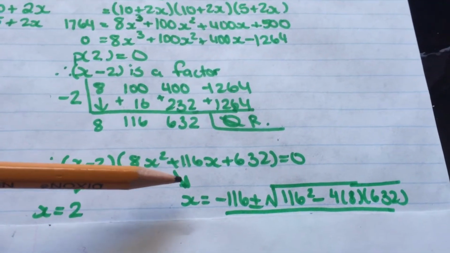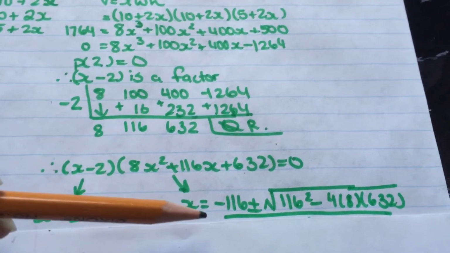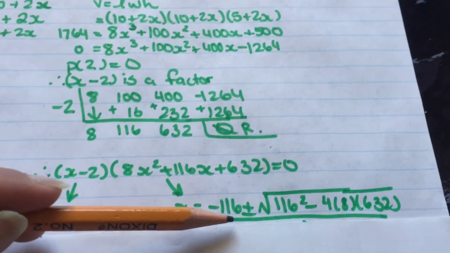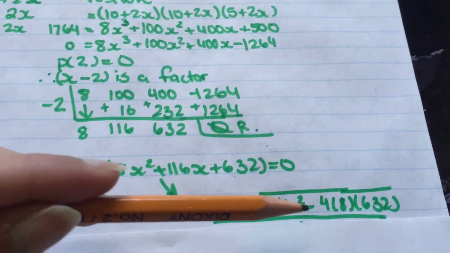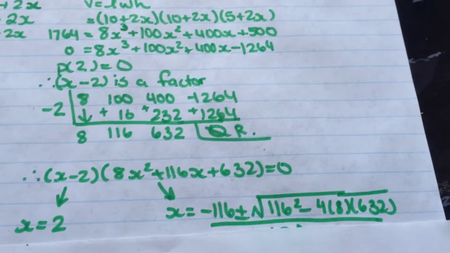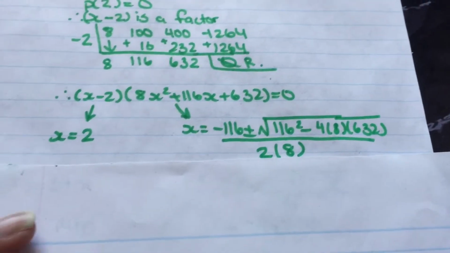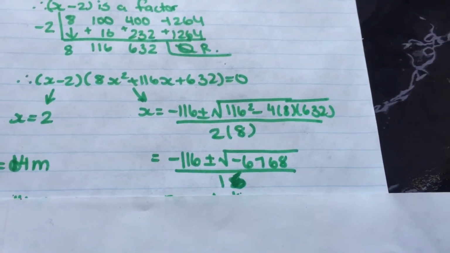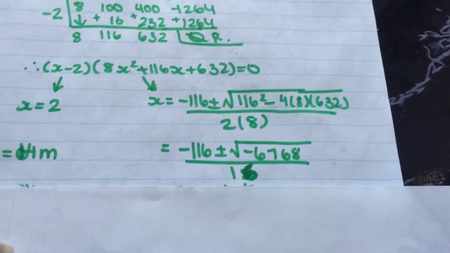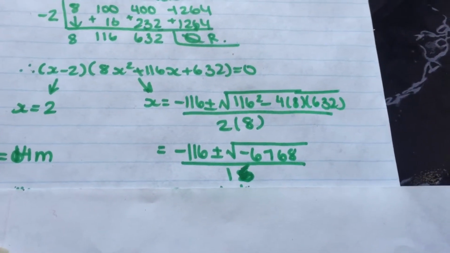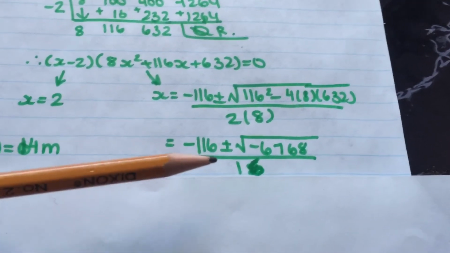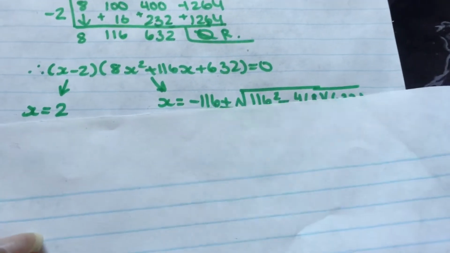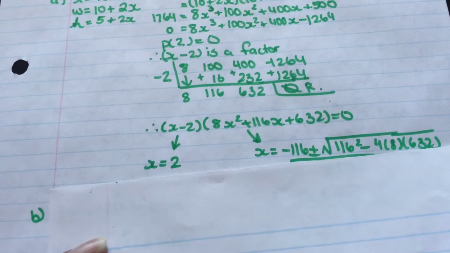But this quadratic doesn't seem to factor easily, so we use the quadratic formula, which is x equals negative b plus or minus the square root of b squared minus 4 times a times c, all over 2 times a. So when we simplified that, we got x equals negative 116 plus or minus the square root of negative 6,768, all over 16. But since you can't take the square root of a negative, there are no solutions from this. But we already found our x value, that x equals 2.